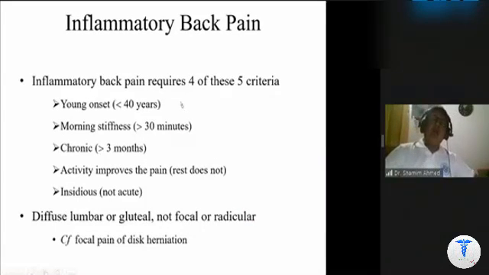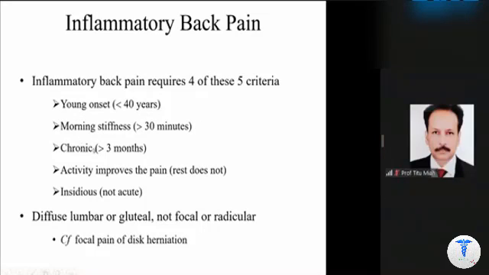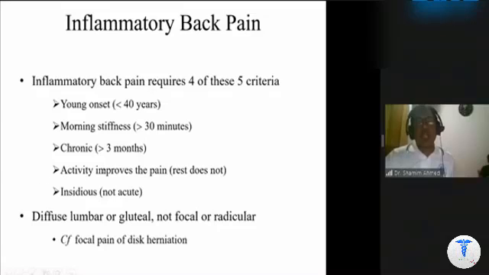Now, when do we call it inflammatory back pain? Inflammatory back pain has some characteristics. It is diagnosed by 4 out of these 5 criteria. That is, onset should be less than 40 years of age. Morning stiffness should be more than 30 minutes, and duration more than 3 months. Activity improves the pain, and there is insidious onset, that is not acute. Diffuse lumbar or gluteal pain, not focal or radicular. That is, focal pain is due to disc herniation.